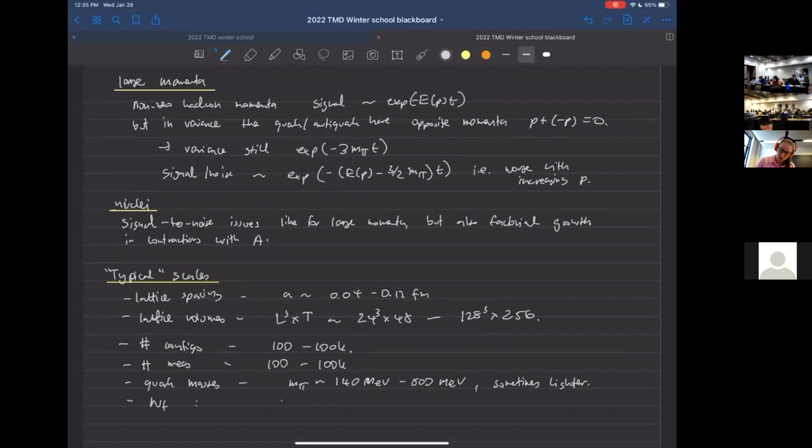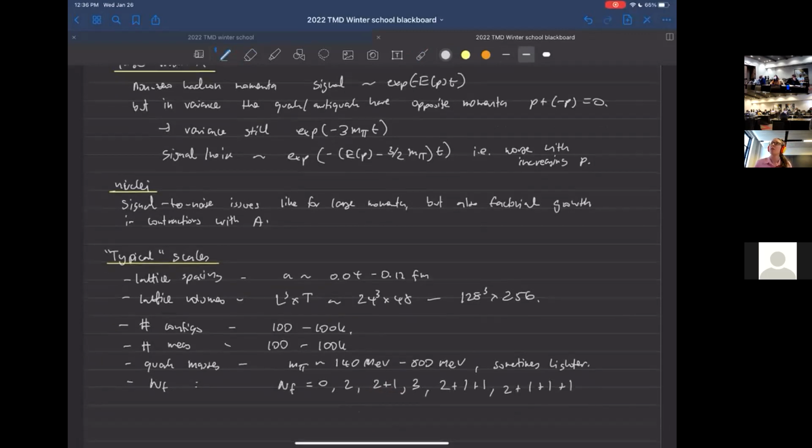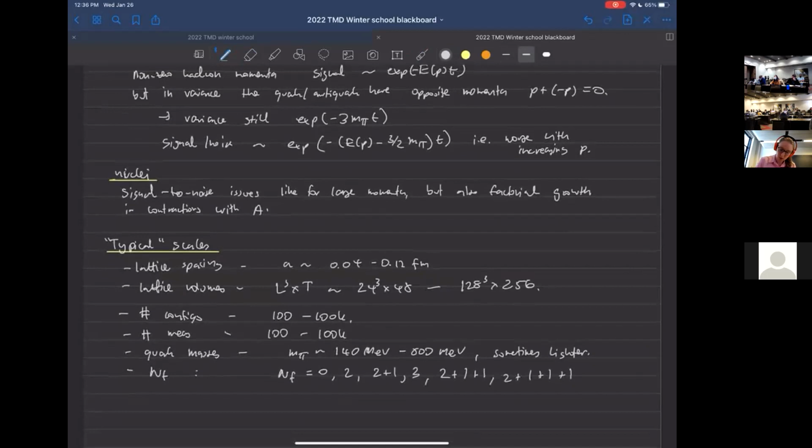Number of flavors. We talked about this a bit yesterday, but you might have a 0 flavor calculation, a quenched calculation. You might just have 2 flavors, up and down, or 2 plus 1. So with this notation, of course, 2 plus 1 is 3, but this means that those 2 quarks have the same mass and this one has a different mass. So either 3 mass degenerate quarks, or 2 light and 1 slightly heavier for the strange, or you might see 2 plus 1 plus 1, 2 plus 1 plus 1 plus 1, and so on.